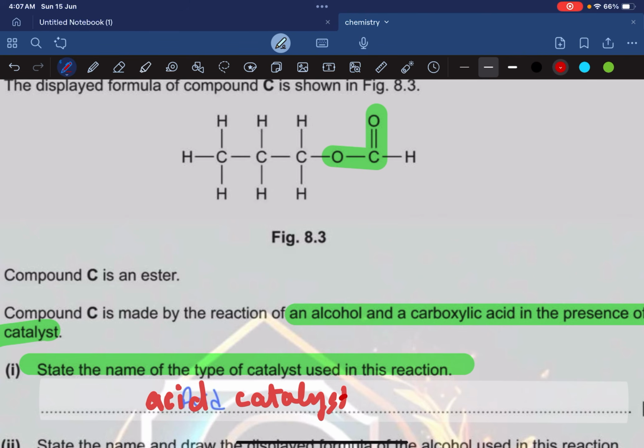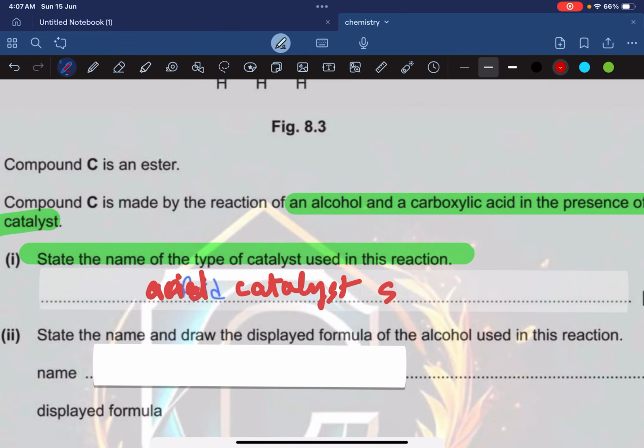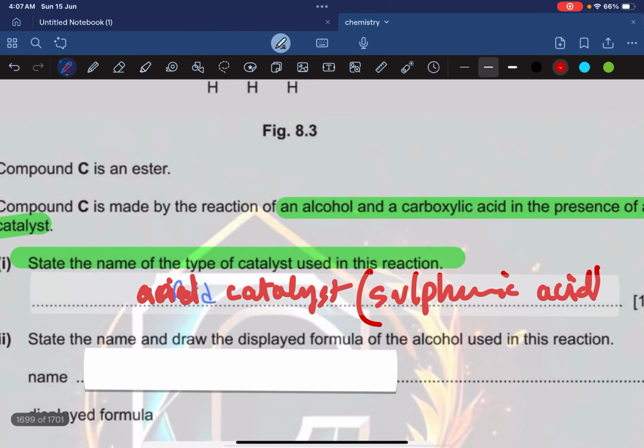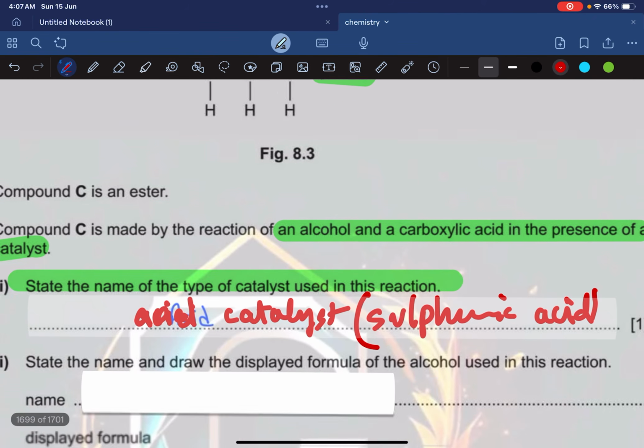And if you want to be really specific, the catalyst that you use is going to be sulfuric acid. Many of you might not believe that this is part of the syllabus, so check out the syllabus. It's clearly mentioned that you use an acid catalyst.